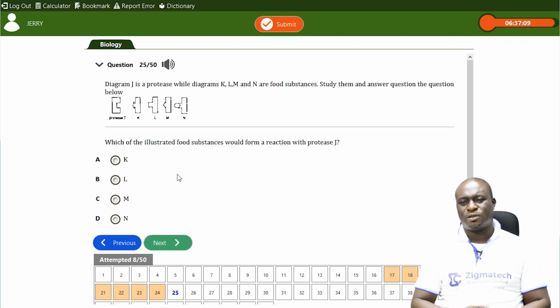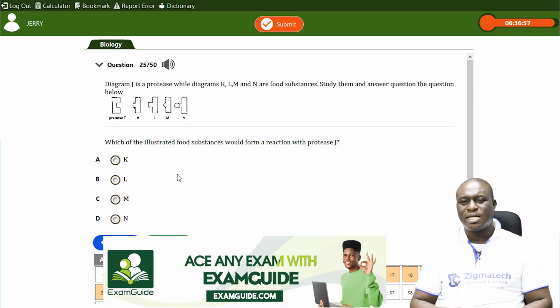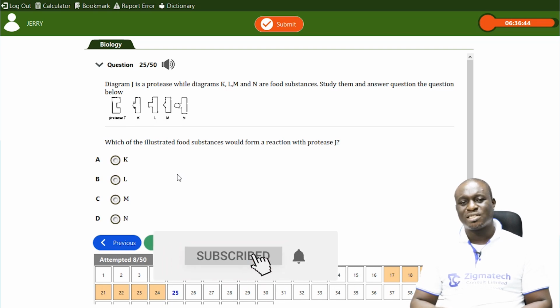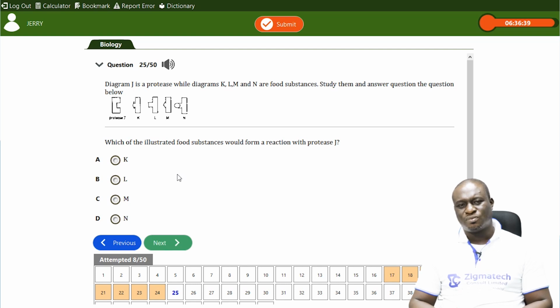And then we have the next one. They said here diagram J is a protease. Now, protease is an example of a digestive enzyme. They said diagram J is a protease, while diagram K, L, M, and N are food substances. Study them and answer the questions below. Like I said before, protease is a digestive enzyme. Now, what are enzymes? Enzymes are simply organic catalysts, or you can call them chemical substances.